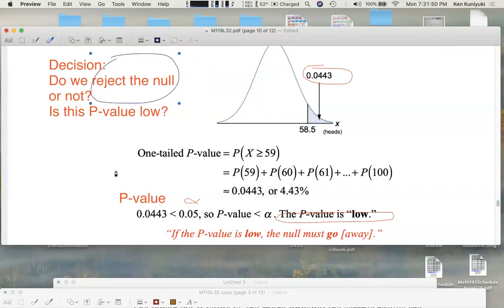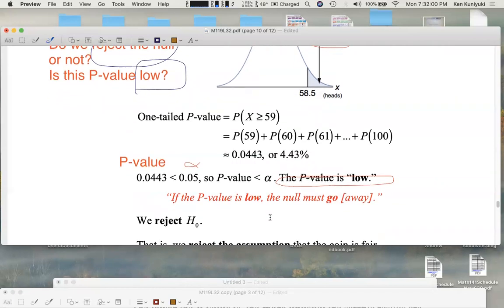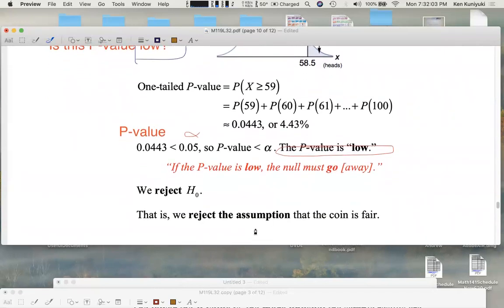We reject the null because the p-value is low. It's lower than alpha by the 5% standard for alpha. We reject the null. That is, we reject the assumption that the coin is fair. So if I get 59 heads in 100 flips of David's coin, and David claimed, hey, my coin is fair, that's the null hypothesis, we're going to reject that assumption. We're going to call David a liar, basically, or he doesn't know.